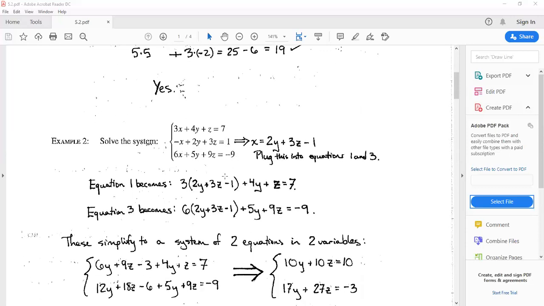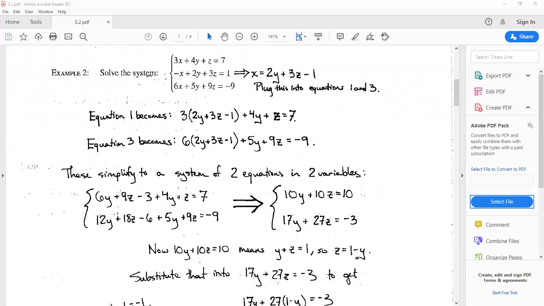So if I let x equal 2y plus 3z minus 1, then equation 1 becomes 3 times the quantity 2y plus 3z minus 1 plus 4y plus z equals 7. And the third equation becomes 6 times the quantity 2y plus 3z minus 1 plus 5y plus 9z equals -9.